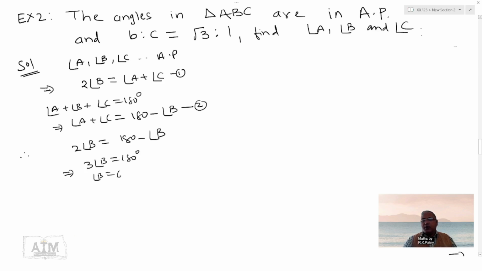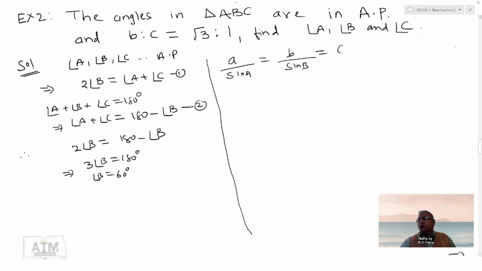Therefore, angle B equals 60 degrees. Step number 1 is over. Now step number 2: we need to find the values of angle A, angle B and angle C. So b is to c equals root 3 is to 1. So we have here the sine rule: a upon sine A equals b upon sine B equals c upon sine C equals k.